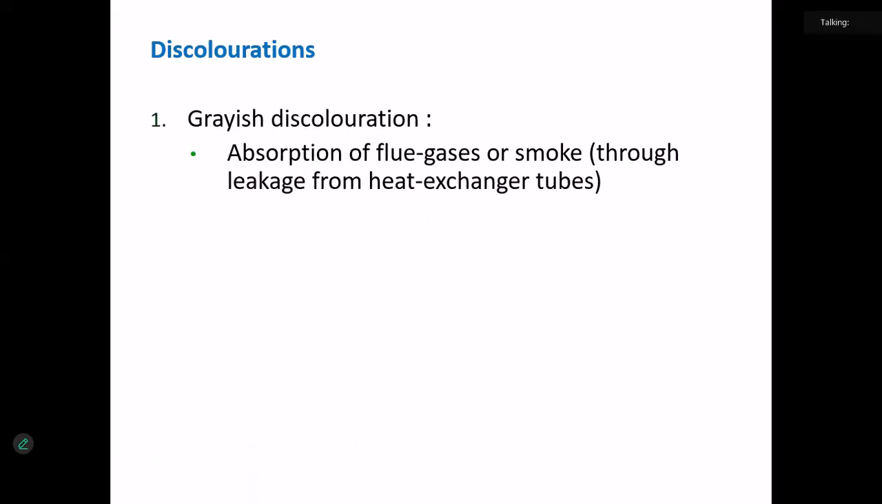There are four types of discoloration. Number 1, grayish discoloration. Gray. What is the reason? Absorption of flue gases or smoke.